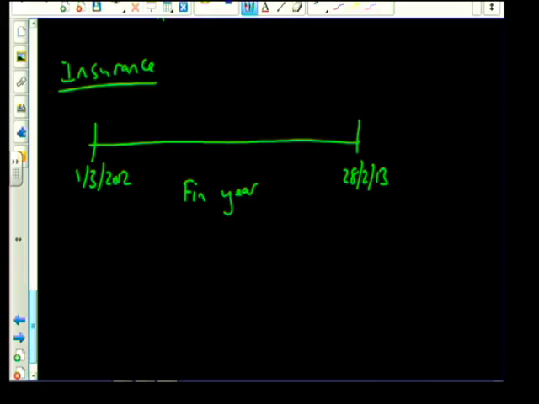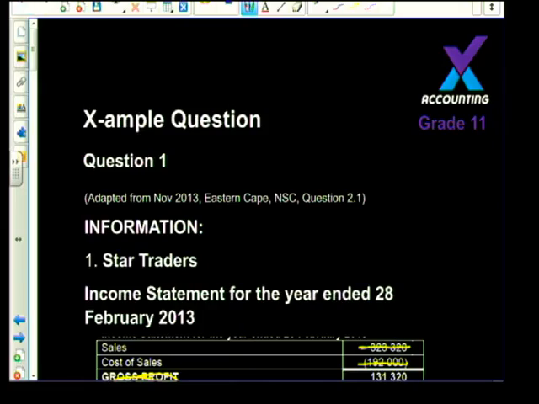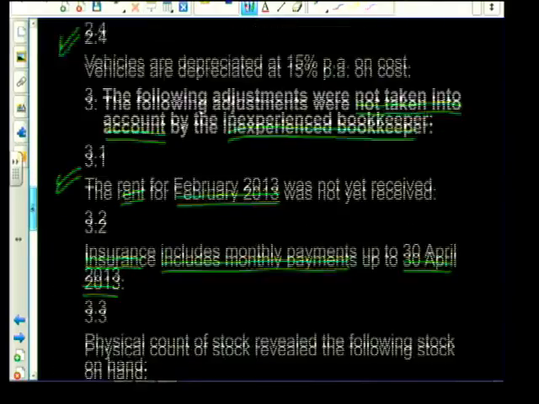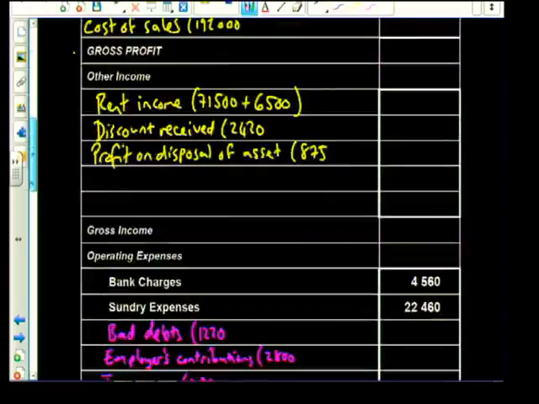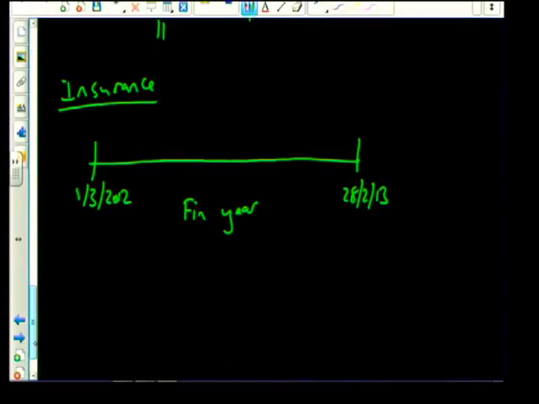Now, we look at our adjustment, and the adjustment tells us that the insurance number that we've paid includes monthly payments up to the 30th of April 2013, which is outside our financial year. So if I look at this timeline, I've paid up to the 28th of February, but I've in addition paid some extra up to the 30th of April 2013. So I've actually paid more than I was supposed to in this financial year.